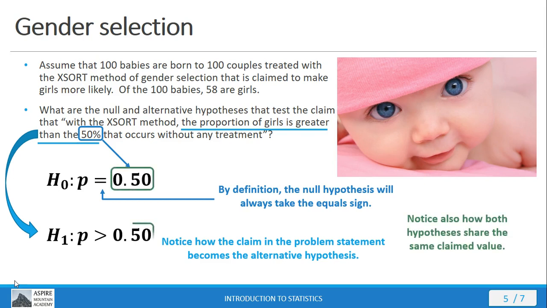Notice also how both the null and the alternative hypothesis have the same number there. So you're never going to see different numbers for the null and alternative hypotheses. They're always going to be the same number, and that number is going to be the claimed value that you see in your problem statement.